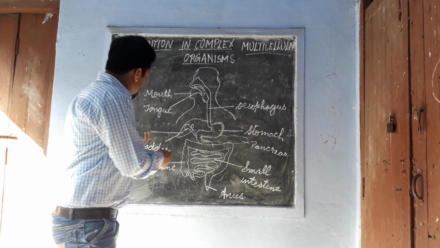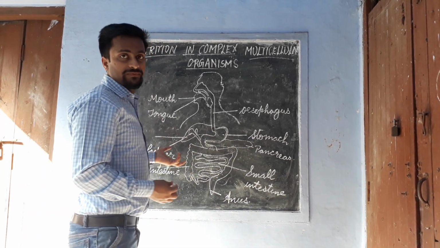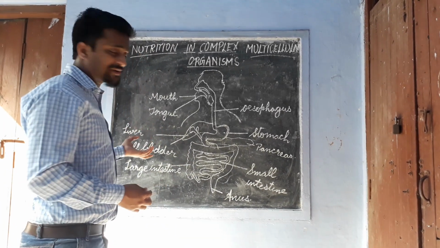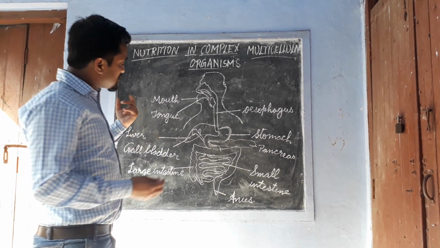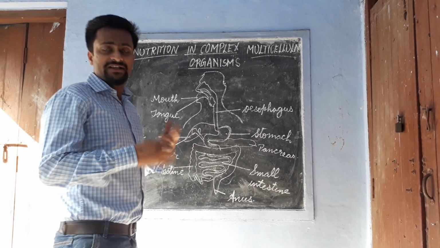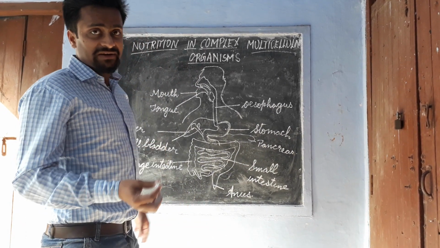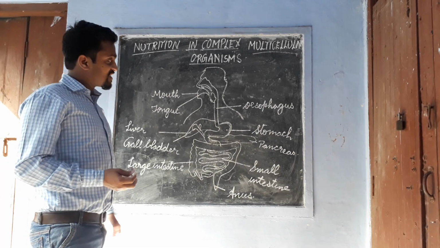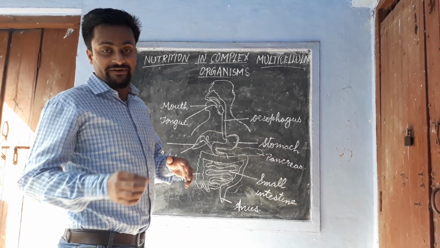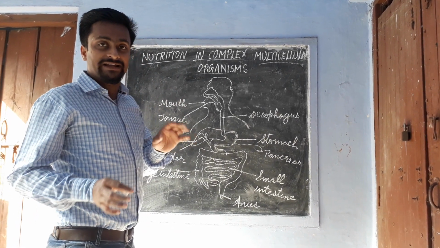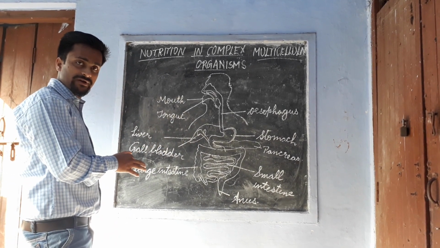Now there are certain enzymes, the pancreatic enzymes, which act on the food. First is the pancreatic amylase. What does the pancreatic amylase do? It is secreted by the pancreas, so it is called pancreatic amylase. It helps in the digestion of carbohydrates. So the carbohydrates are completely digested in the food.